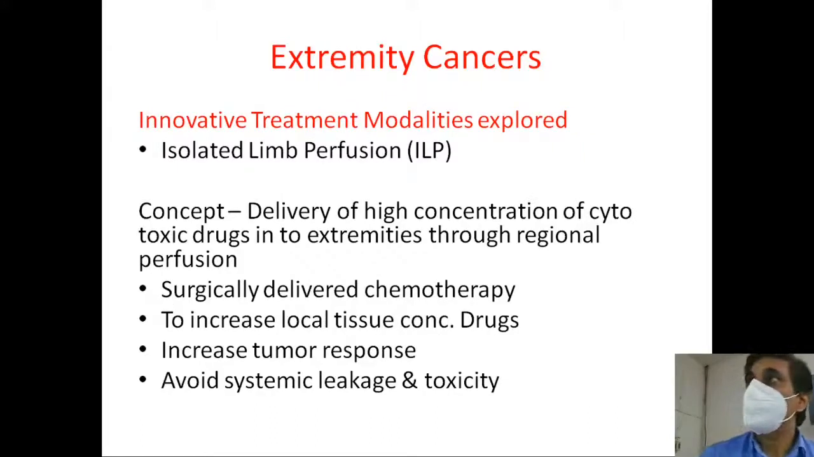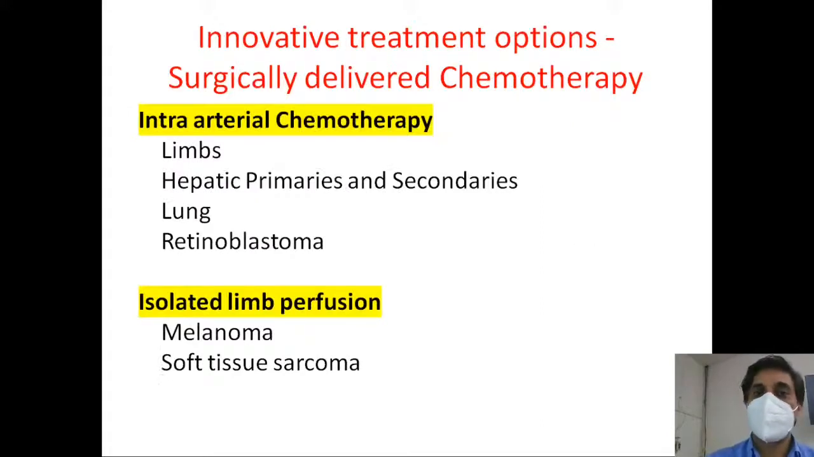ILP and ILI are the innovative treatment modalities explored for extremity cancer. The concept of isolated limb perfusion is to deliver a high concentration of cytotoxic drugs into the extremity through regional perfusion. This is a type of surgically delivered chemotherapy to increase the local tissue concentration of the drugs, to increase tumor response, and to avoid systemic leakage and toxicity. Innovative surgically delivered chemotherapy includes intra-arterial chemotherapy for sarcomas and melanomas, hepatic primaries and secondaries, lung metastasis, and retinoblastoma. Isolated limb perfusion is used to treat melanoma and soft tissue sarcoma.